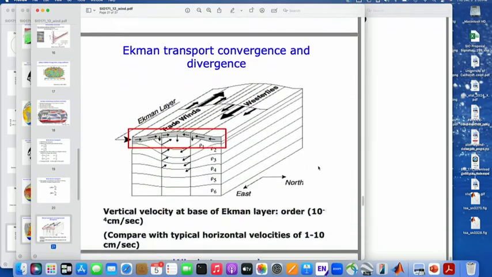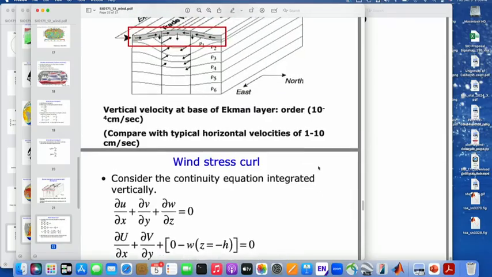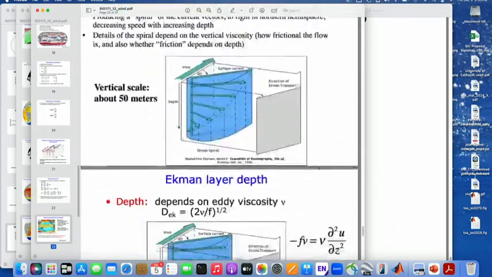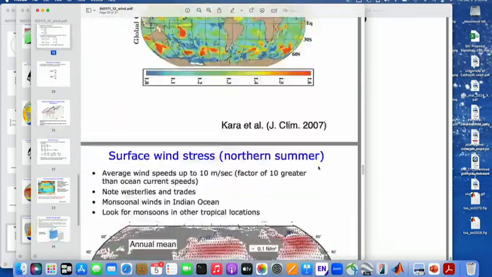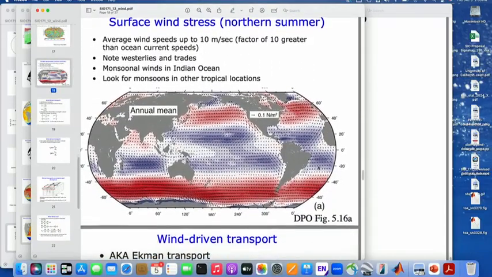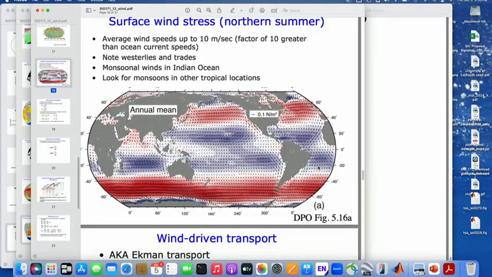Okay, and then we talked something about Ekman pumping. Now that we did that, I want to go back to this. We've talked about where the westerlies are, where the trades are. So let's go to the westerlies. For the heck of it, let's do the southern hemisphere. Westerlies, right? What direction is the transport in the ocean? The wind-driven transport.